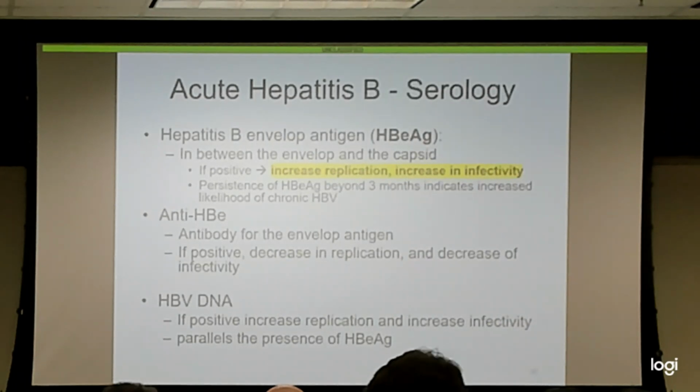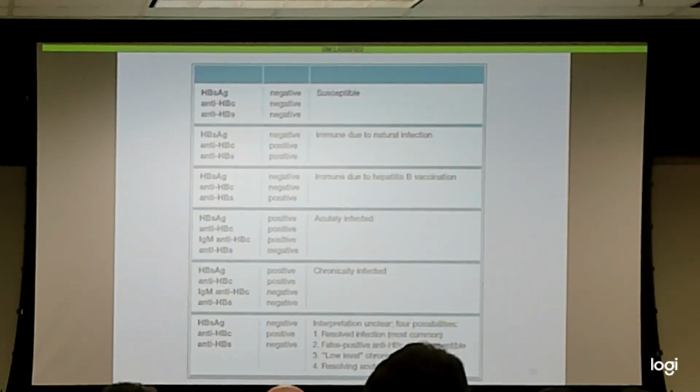The antibody for the envelope is positive. I have decreased replication and decreased infectivity, so that will tell you that. And then you can also test for the hepatitis B DNA. If positive, increased replication and increased infectivity is going on, it parallels the envelope antigen.